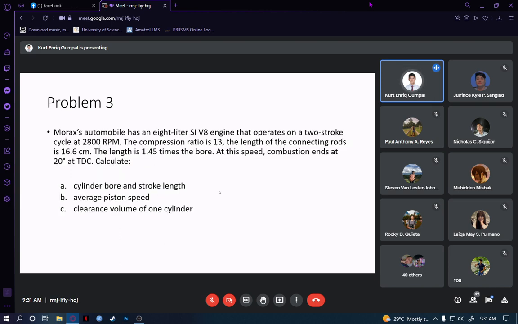Okay, try this one. This is very easy. We have an 8-liter V8 engine, two-stroke, 2,800 RPM. Compression ratio is 13. And then your length is 1.45 times the bore. Since I changed something, it's not direct substitution anymore. There's a little analysis involved. Okay? If your length is 1.45 times the bore, what is your A, B, and C? Please solve.